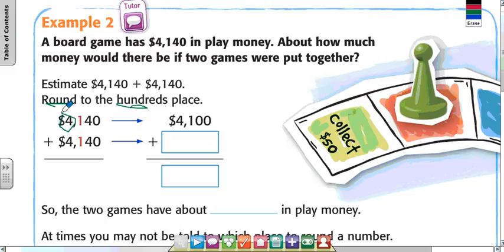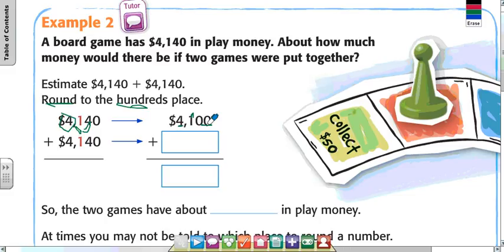This is thousands, so this number stays the same. The 1 is in red, so that's the one in the hundreds place. Look at the number to the right. What does the 4 say? Stays the same. It tells you that the 1 stays the same, and replace the other 2 numbers with zeros.